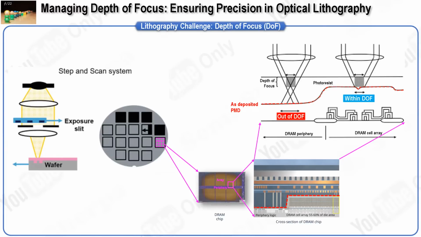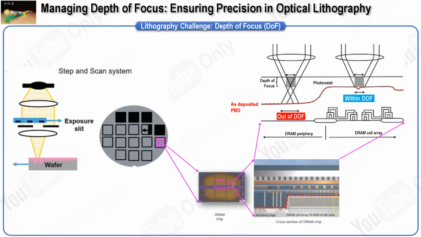In our example, 9 DRAM chips are placed in one exposure field. In a DRAM chip, transistors or capacitors for DRAM memory are located exclusively in the cell array area, not in the peripheral area. This situation leads to a significant height difference between the array and peripheral regions.